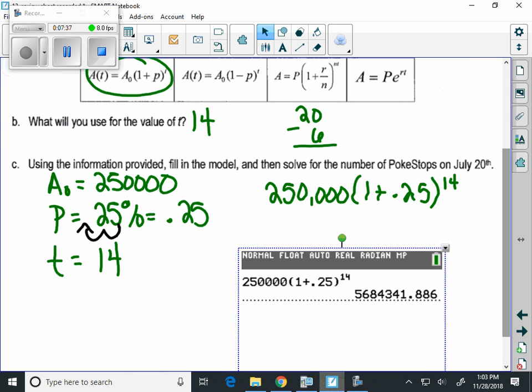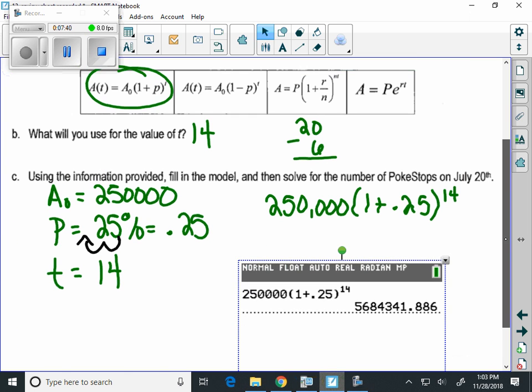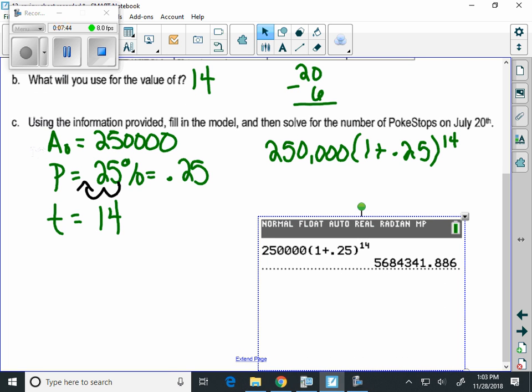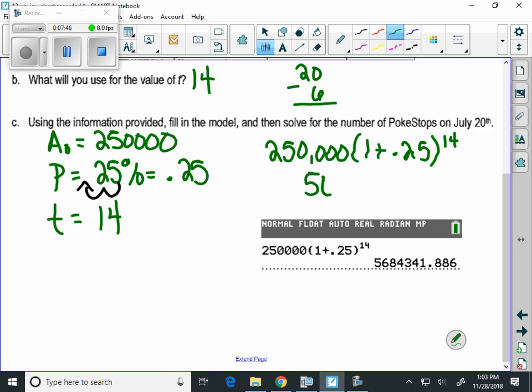Remember what our directions say in terms of rounding. It says round to the nearest whole number. So 5, 6, 8, 4, 3, 4, 2 is what I wrote there because I was looking at the 8. We're looking at stops. So I rounded up 1, but I guess I would take, now that I look at it a little bit more, the 5, 6, 8, 4, 3, 4, 1.